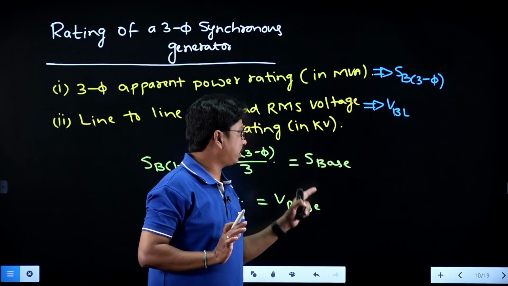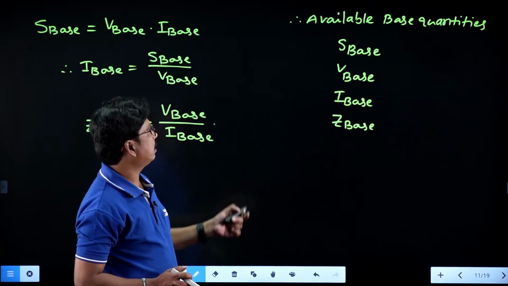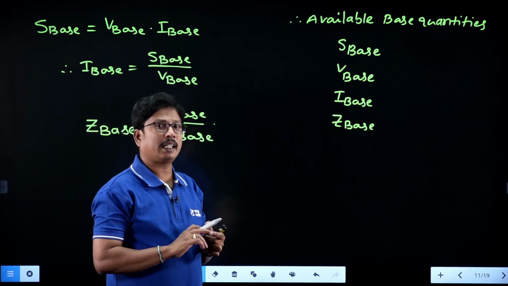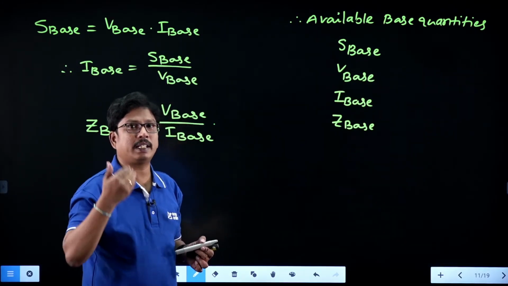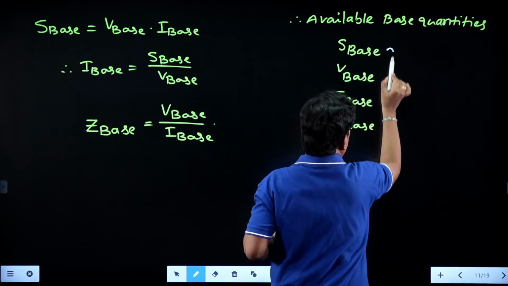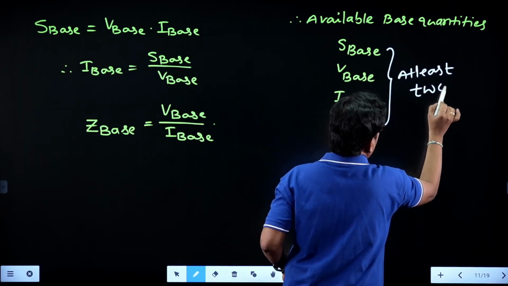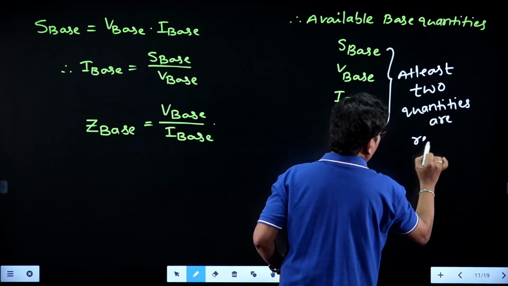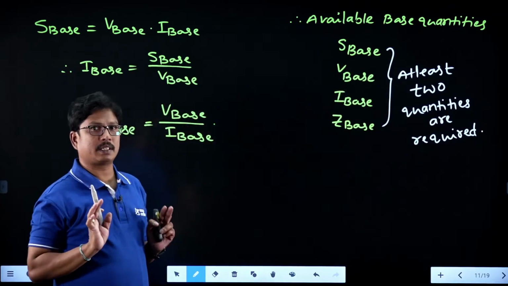But initially, how many base quantities do we know? Initially, we know only two base quantities. What are those? S base and V base. It may be three phase or single phase. Now, if you know two, the remaining two we are going to calculate. That means in these four, at least two quantities are required. When two are known, the remaining quantities we can calculate. Two quantities are required to calculate the per unit values of all the power system networks.